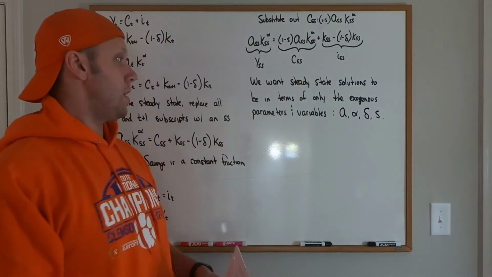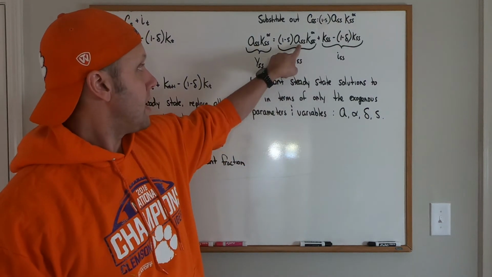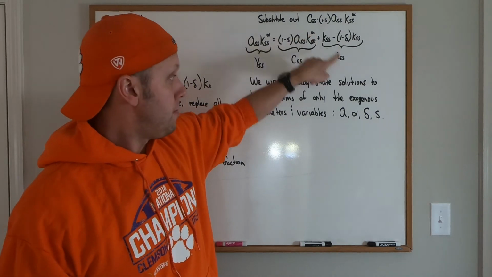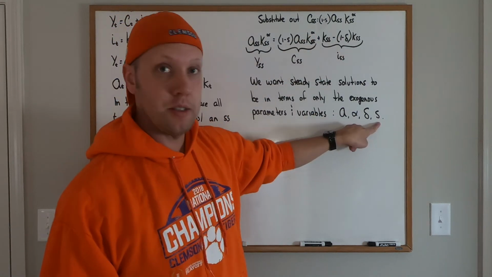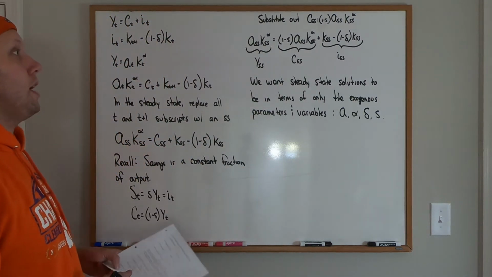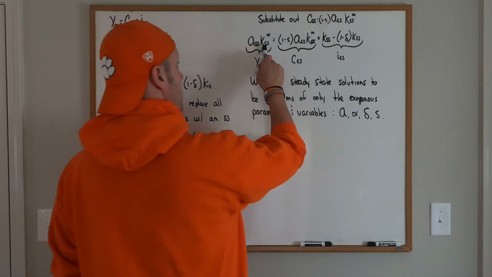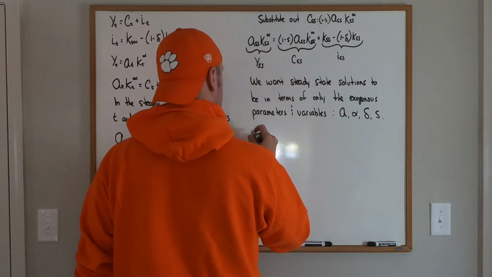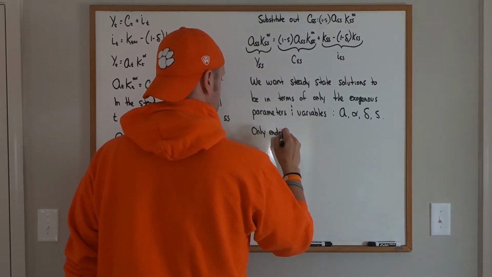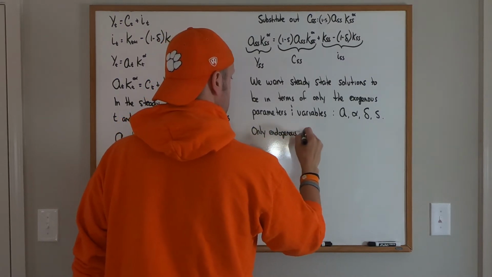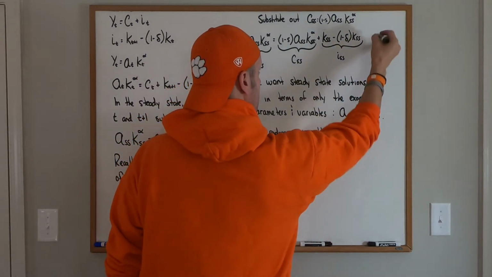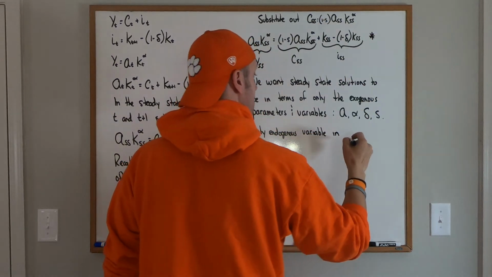You want them to be in terms of A, capital share of output alpha, delta the rate of depreciation, and S the savings rate. So how do we do that? Well, notice the only endogenous variable that I have. I'll go ahead and label this with a star.